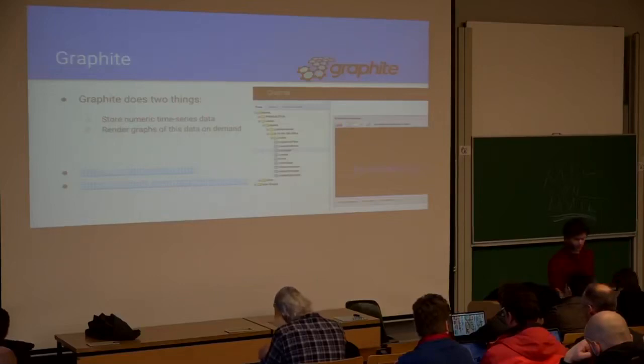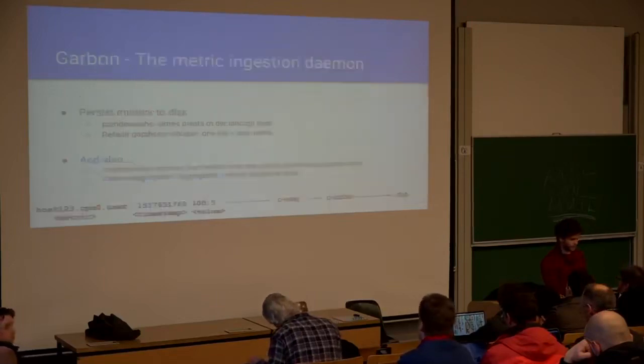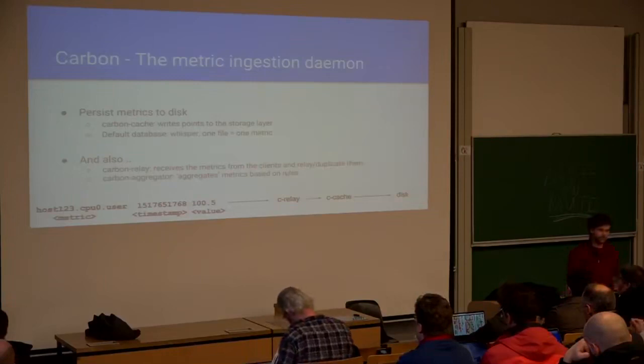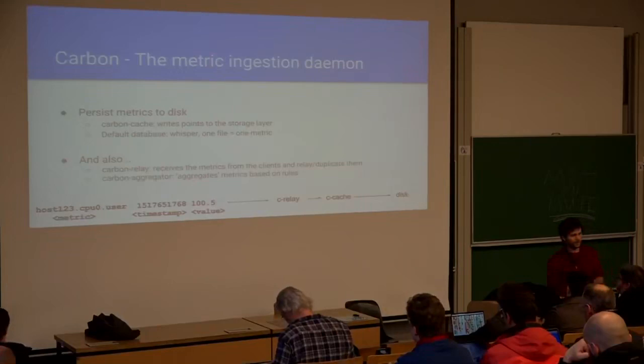Basically, how does graphite work internally? It's important to dig into that to understand the rest later. Graphite is divided into two components. The first one is carbon. That's the application that you send metrics to. So all of your applications or servers are periodically, like every minute, sending metrics to carbon, which will then persist them to disk. The default database for carbon is called Whisper.